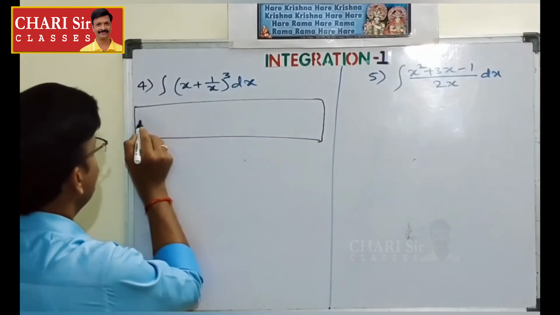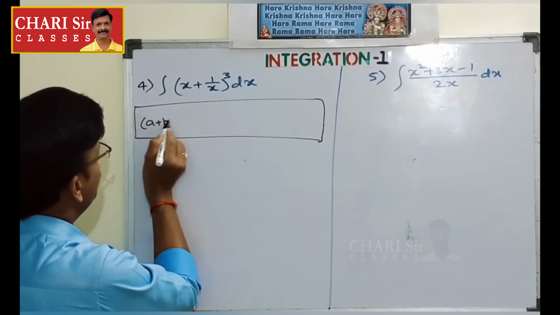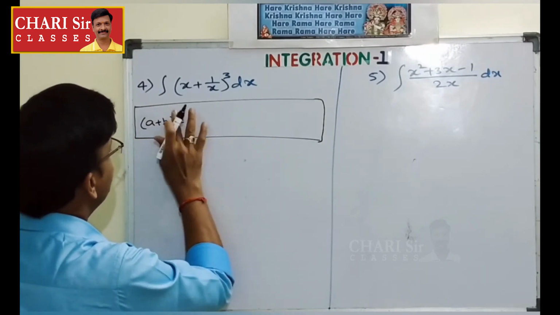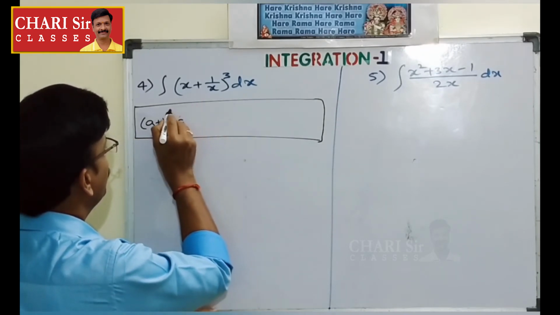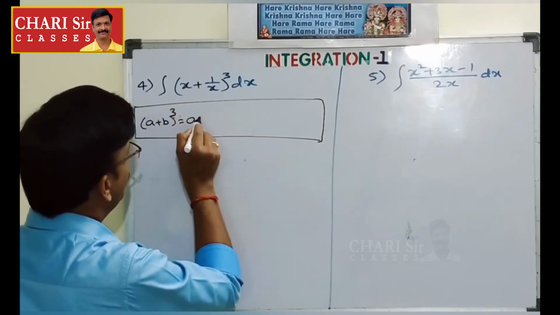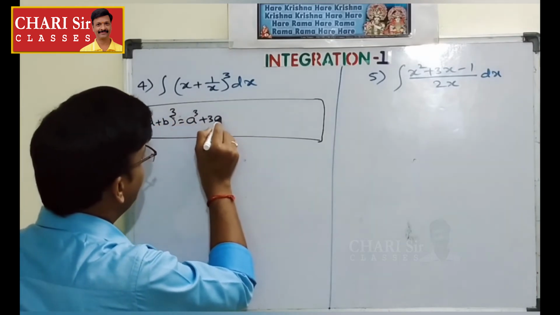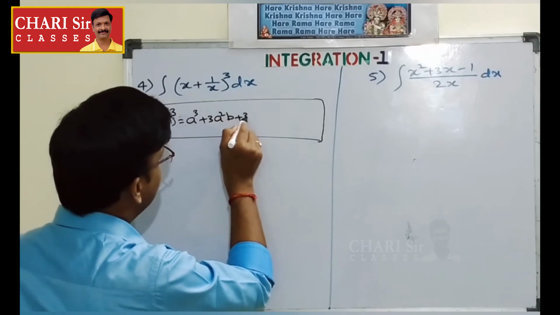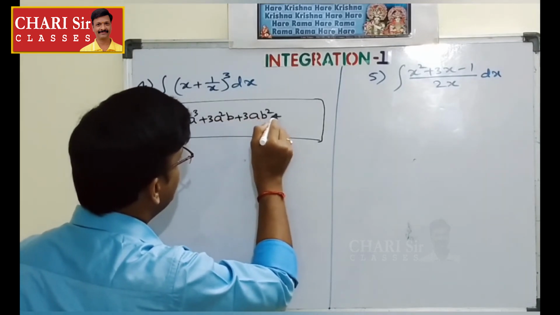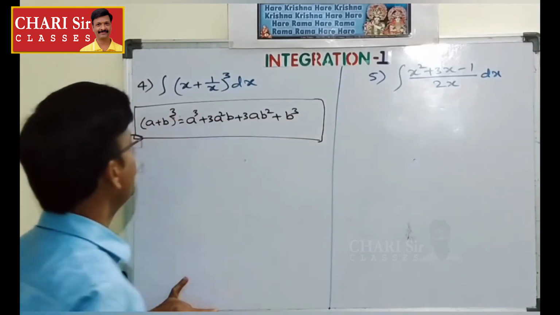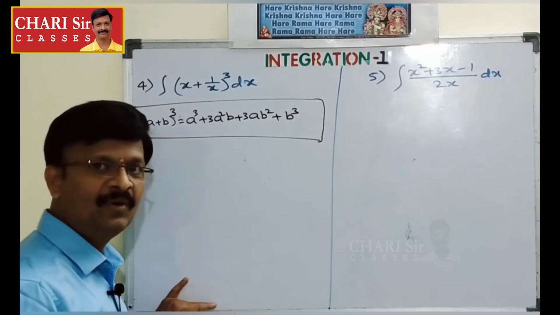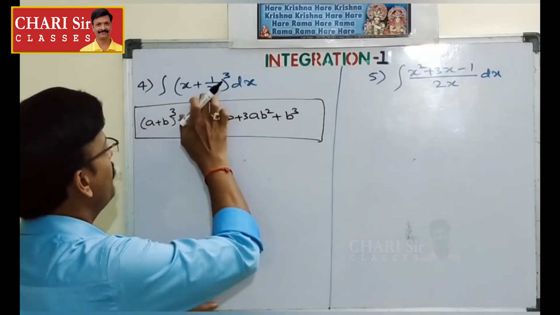Just recall this one. (a + b)³ = a³ + 3a²b + 3ab² + b³. This is the expansion of (a + b)³. The same formula we apply for this.